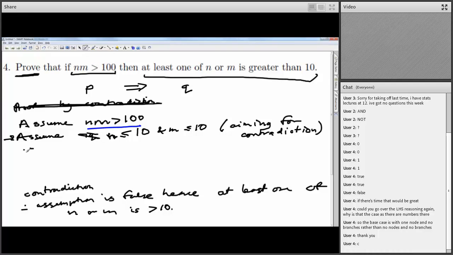So I'm going to go, well, n times m then would be less than or equal to, well, n here is less than or equal to 10. So it would be less than or equal to 10 times m. And m here is less than or equal to 10. So that would be less than or equal to 10 times 10. So I've just used these to result. So n times m would be less than or equal to 10m, which would be less than or equal to 10 times 10, which is 100.